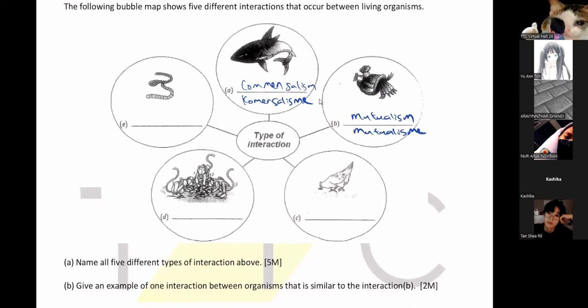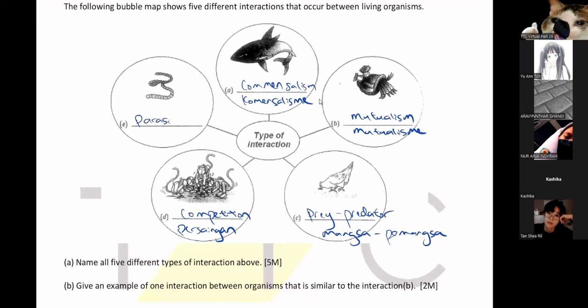So C, what is this chicken doing? I think this chicken is eating the worm. So this is called prey predator. Mangsa pemangsa. And D, what are these monkeys doing though? Okay, maybe they're fighting. Okay, this is your competition. Okay, persaingan. And then you have your E, which is your tapeworm. This fella is parasitism. Okay, parasitisma. This is how you lose weight, by having a worm inside your stomach, if you want to.